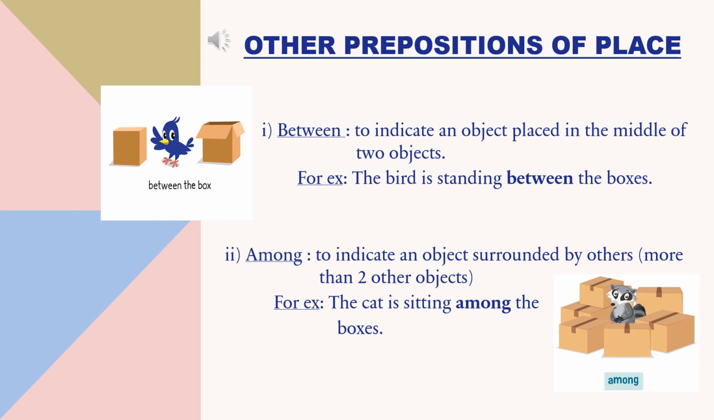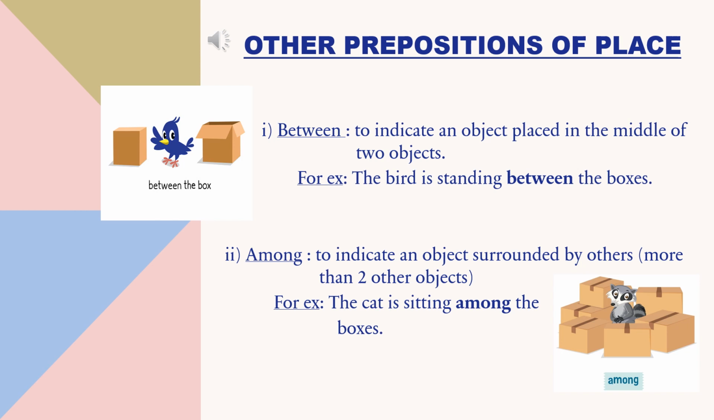Then we have other prepositions like between and among. Now between is used when our object is placed between two other objects. Okay, so that means we will be having three objects in a row. For example, the bird is standing between the boxes. So you can see we have three objects in a row. One is the box, then the bird, and then another object. So we have three objects in a row.